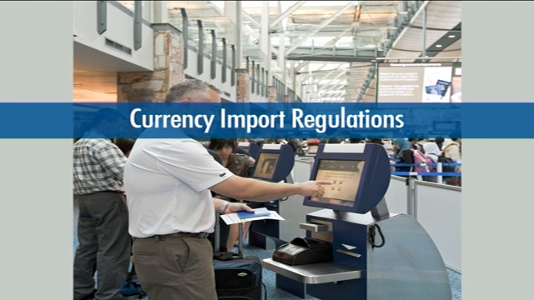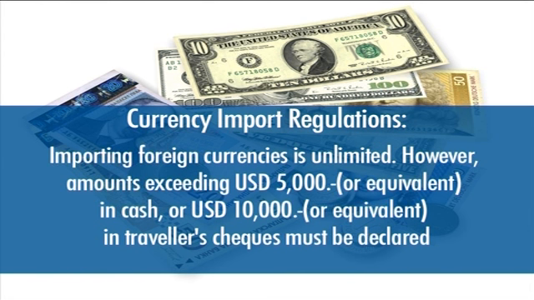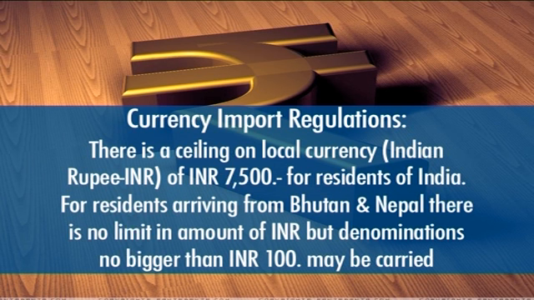Currency import regulations. Importing foreign currencies is unlimited. However, amounts exceeding US $5,000 or equivalent in cash or US $10,000 or equivalent in traveler's checks must be declared. There is a ceiling on local currency, Indian rupee INR, of INR 7,500 for residents of India. For residents arriving from Bhutan and Nepal, there is no limit in amount of INR, but denominations no bigger than INR 100 may be carried.